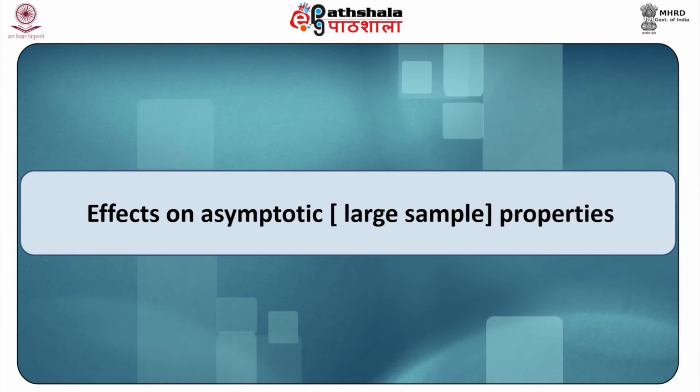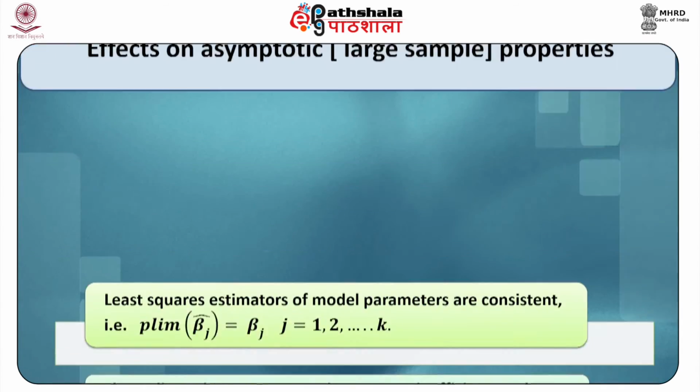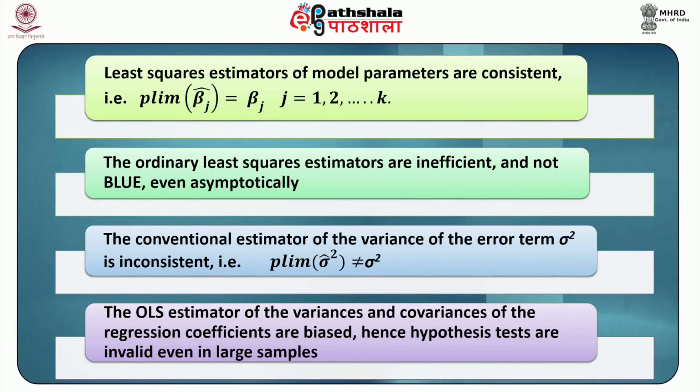Let us understand the effects on asymptotic or large sample properties of all these. First effect is least squares estimators of model parameters are consistent. That is, probability limit of beta j hat is equal to beta j, where j is equal to 1 to k. The second is the ordinary least squares estimators are inefficient and not BLUE, even asymptotically. The third effect is the conventional estimator of the variance of the error term sigma square is inconsistent. That is, probability limit of sigma hat square is not equal to sigma square.